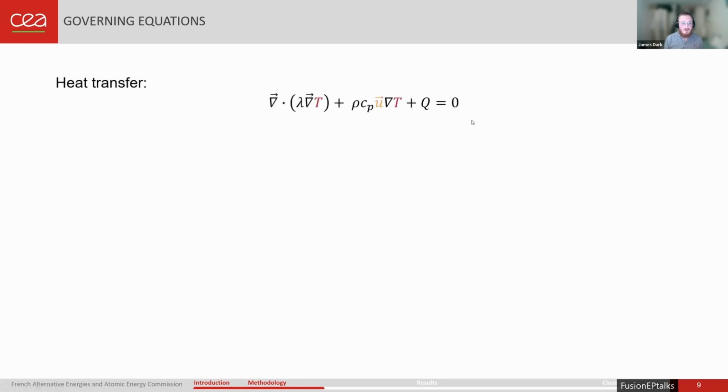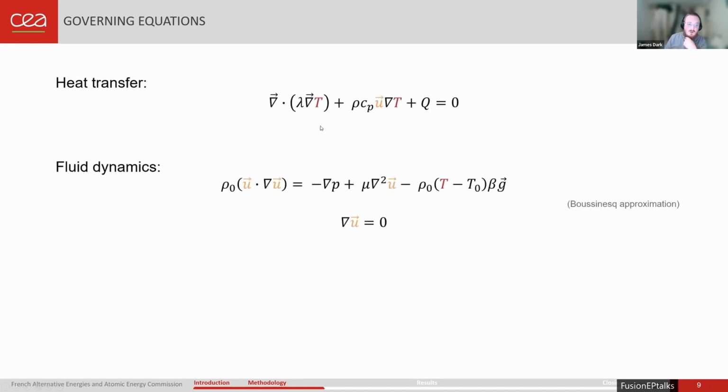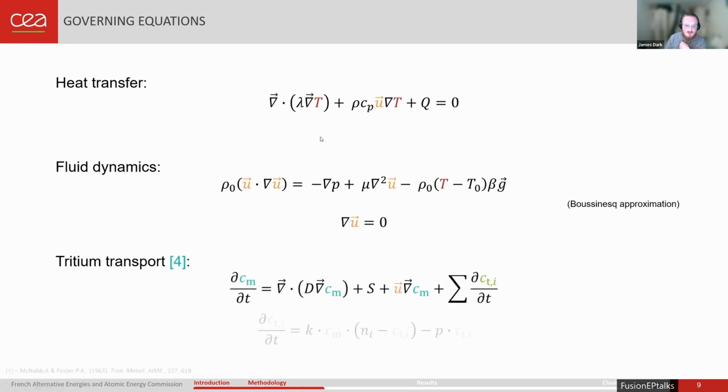So what are our governing equations for this? We have our heat transfer term here, including an advection term, and our fluid dynamics using the Boussinesq approximation, noting as well that we solve our fluid dynamics and our heat transfer in steady state, and then we project the results of these onto our tritium transport model. And so this is how we model our tritium transport using macroscopic rate equations.